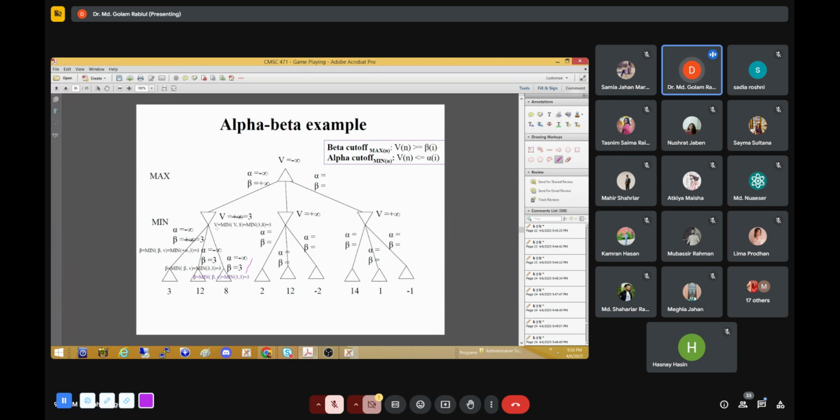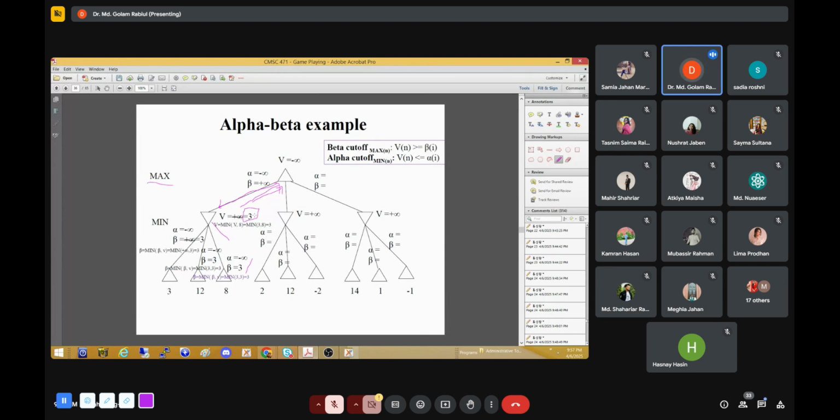Then it will try to find another branch, but we can see there is no other branch at this stage. So from this branch, it will get just 3. That means this 3 will be considered in this node because this is the first branch. So using the depth first principle, this 3 will be sent to the max node. Okay, so this is the max node.